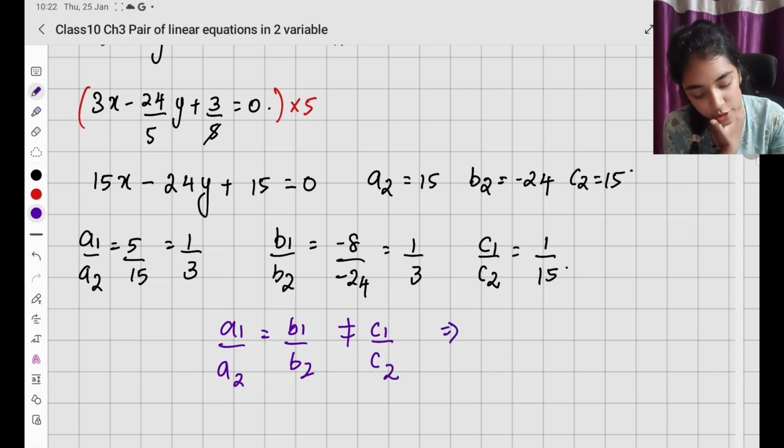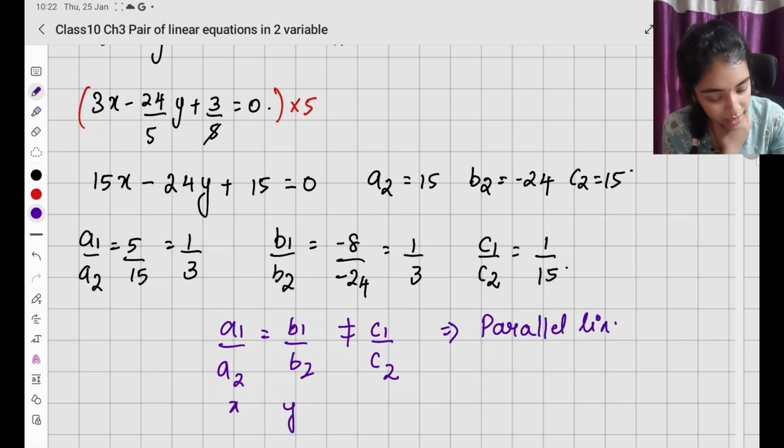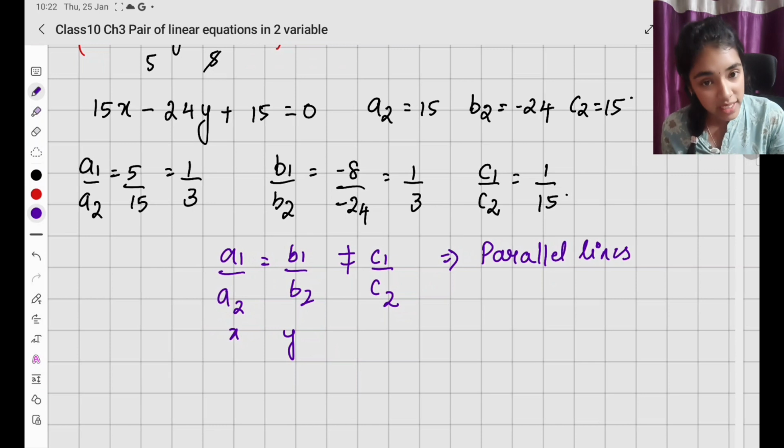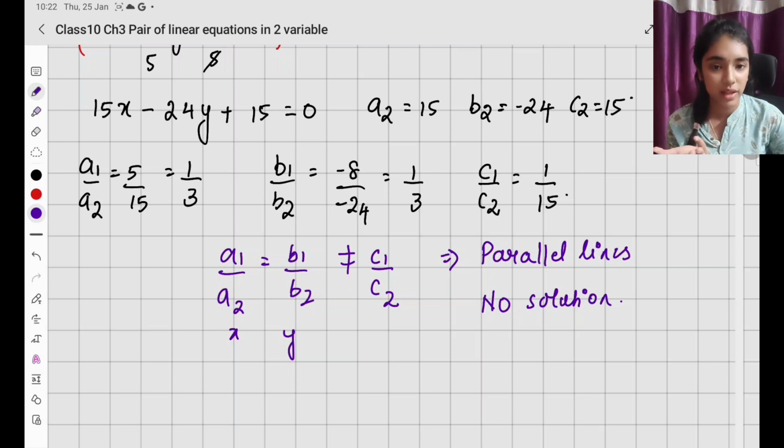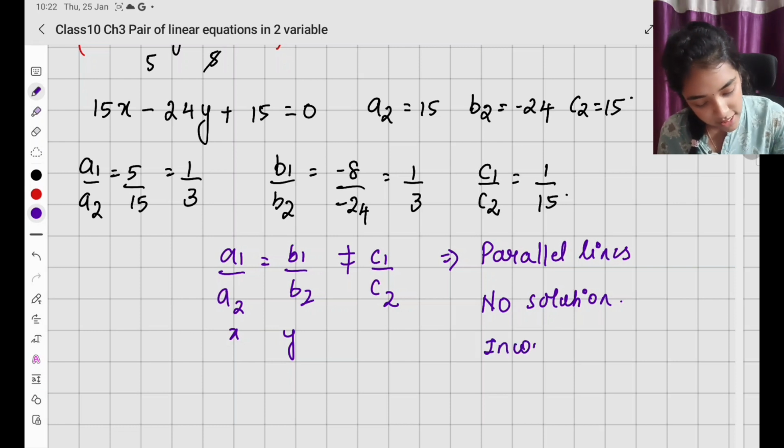So what is this going to be? This is going to be parallel lines. Only the x and y coefficients are equal. So this is going to be parallel lines. Do parallel lines have a solution? So they do not have solutions. So the answer is going to be no solution. Even if you find it using ratios like this, you can find out. There is no need to plot graphs at all. So, no solution. So from this, we can say that this is going to be inconsistent.